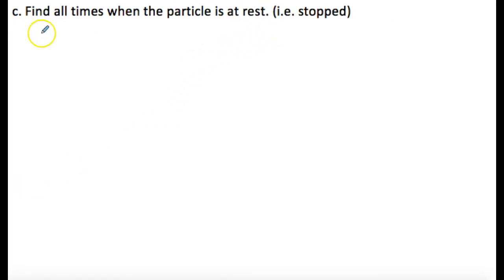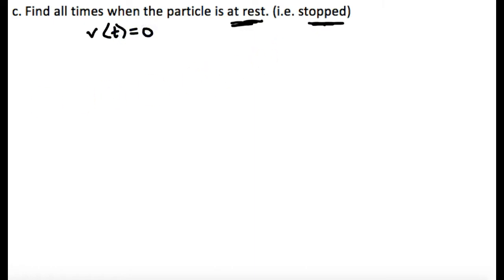So this is a classic one. Okay, find all times when the particle is at rest. Right? At rest or stopped. There's even a couple other ways that this may be worded that we'll look at later. Okay, but whenever we see at rest or stopped, what that tells me to do is set my velocity function equal to 0.